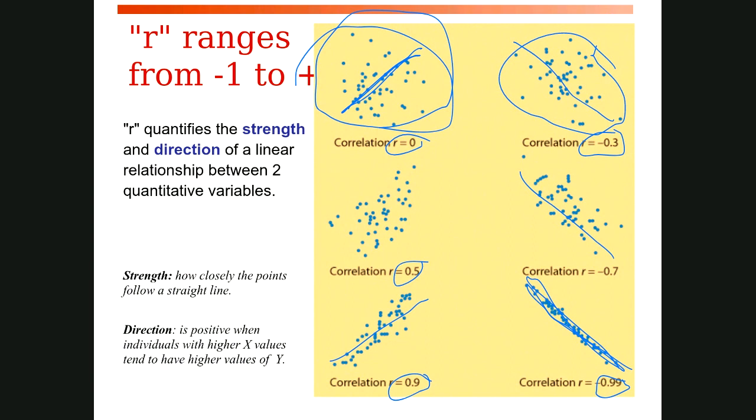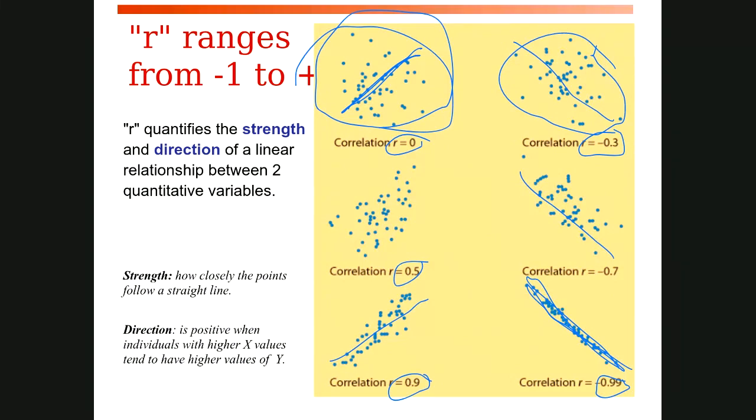The strength is the closer it is to 1 and the closer it is to a straight line. It doesn't matter if it's a +1 or a -1. The strength is how close it is to 1 or -1. The stronger it is, the closer it is to 1.